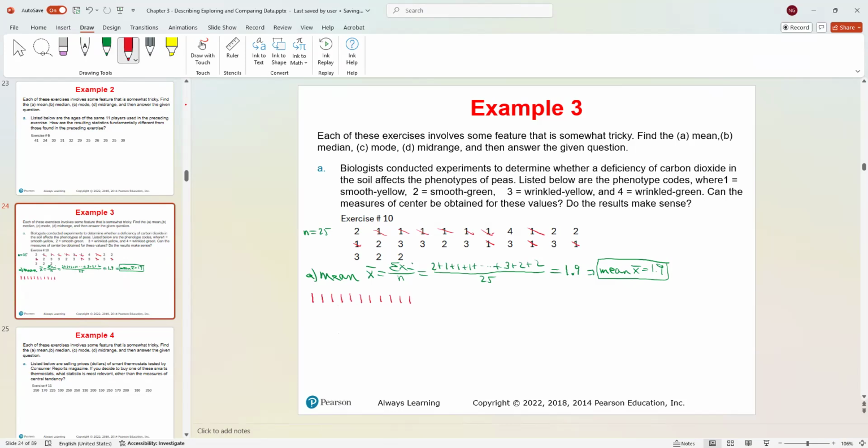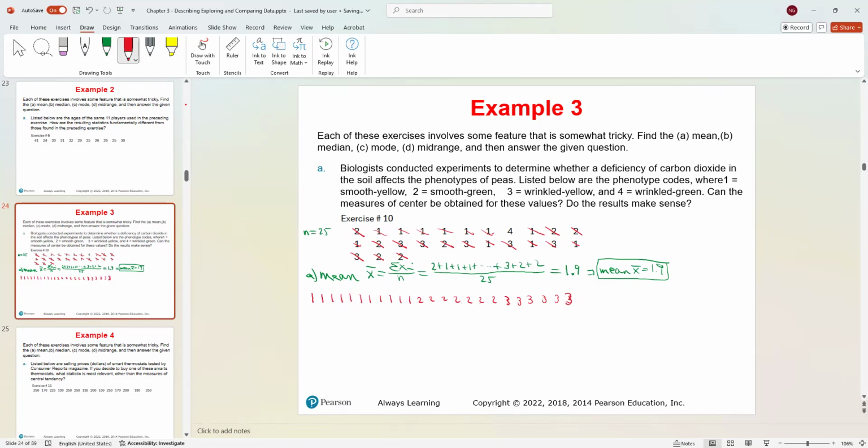Now, how many twos do I have? 1, 2, 3, 4, 5, 6, 7, right? I have seven twos. Now let's go with 3. With 3, 1, 2, 3, 4, 5, 6. I have six threes.